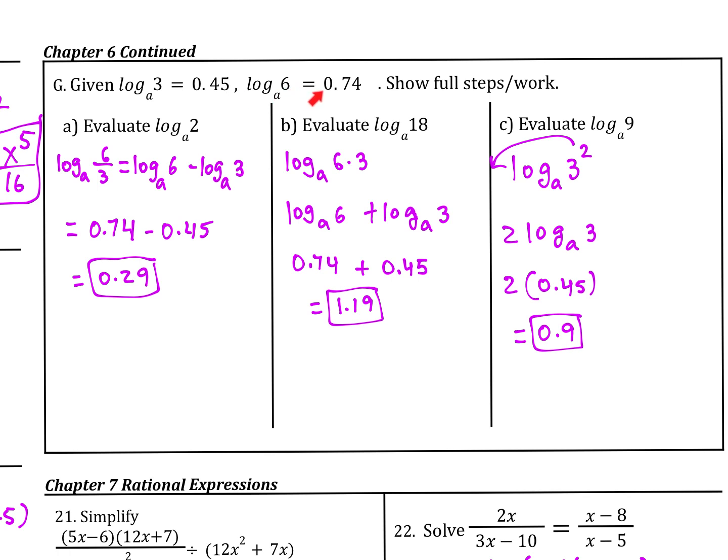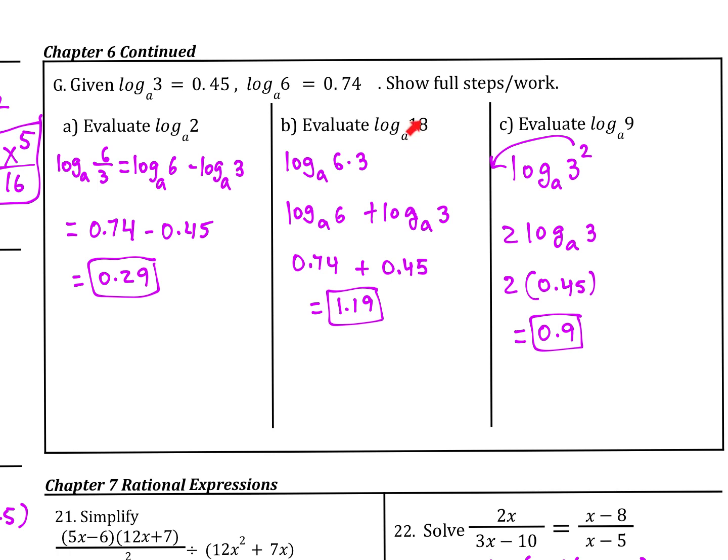Their values are given. So we want to make the change for 2 and change it to as 6 over 3. So log a6 minus log a3. This is a quotient property, which is log m over n is log m minus log n. Now we have log a6, and this value of log 6 is given as 0.74 minus log a3, its value is given as 0.45, and subtract them to get the answer.